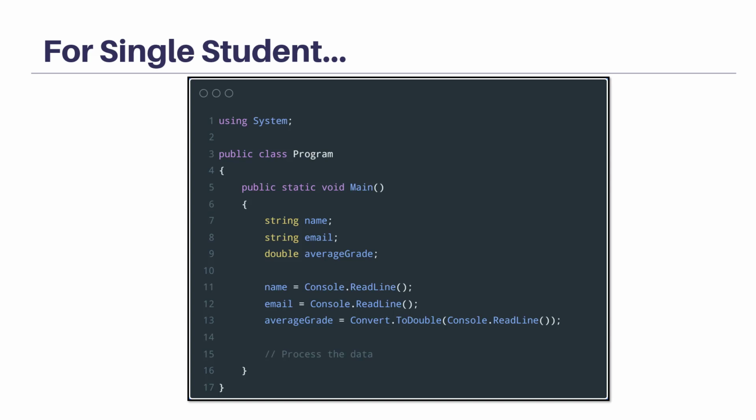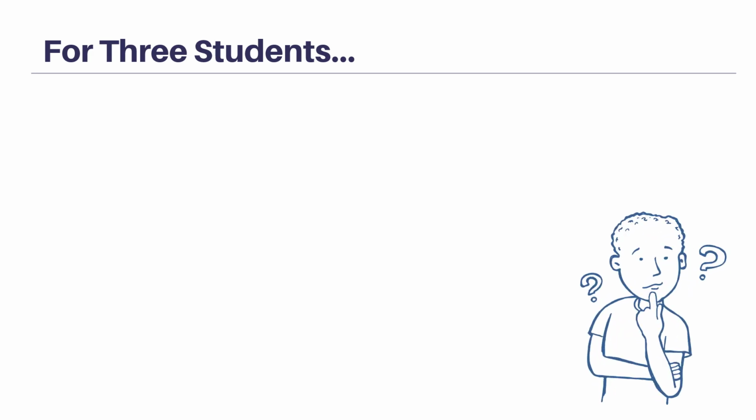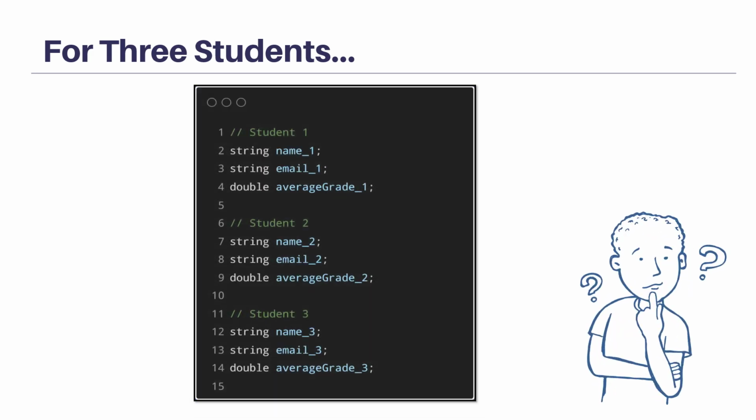Let's say we want to capture this same information for 3 different students. How should we code this? One approach is to declare 3 variables for each student. So we can create 3 variables for names, 3 variables for holding email information, and 3 variables for holding average grades, as shown in this snapshot. If this approach is used, the number of variables will grow linearly as the number of students grows, and it may also cause some repetition in the code.